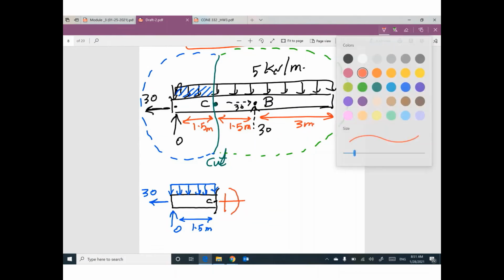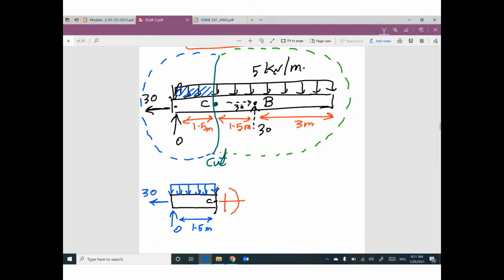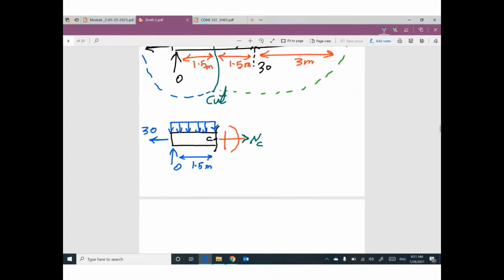Anybody can tell me what is the direction of the axial force, which is called NC? This normal or this axial force must be tension, like this. Are you sure? Yes, I'm sure. Because your beam that you draw, this direction of normal will cause tension to this beam. Pulling. This direction is pulling this beam.